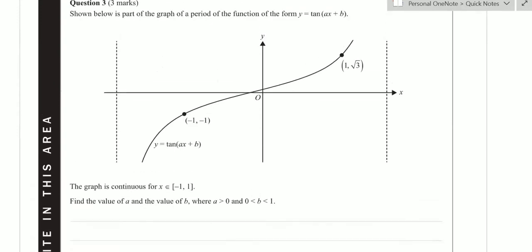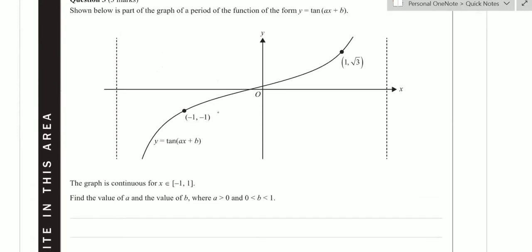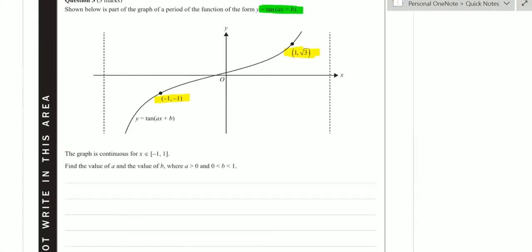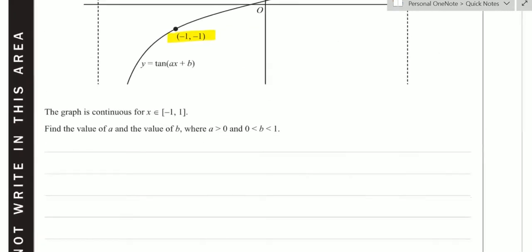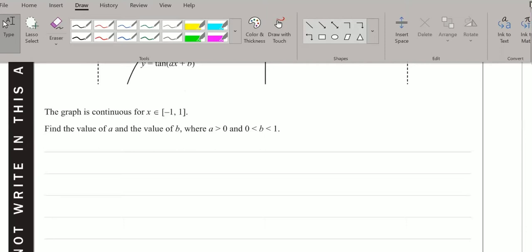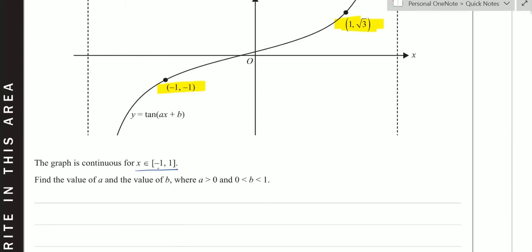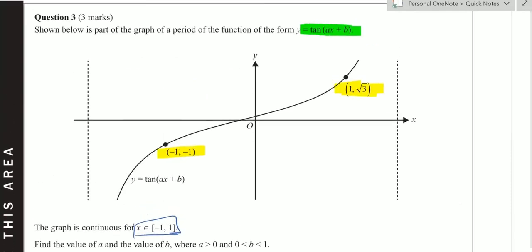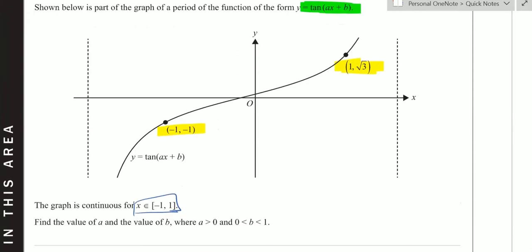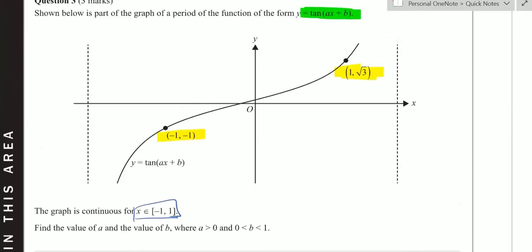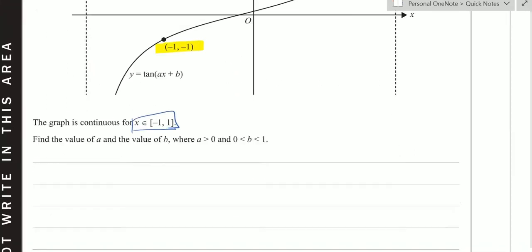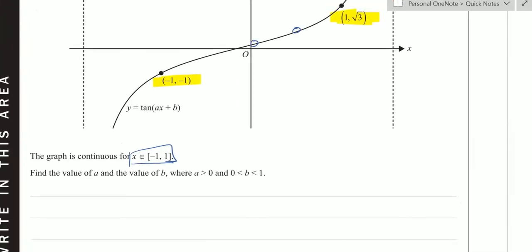So for this question, we have a tan graph and they give us 2 points. And you can see we don't know 2 things. We don't know A or B, and we have 2 points. So the first thing that you should think of is simultaneous equations, because you have exactly the right amount of information for the things that you don't know. They also give you this thing, x is continuous from -1 to 1. It's not really important, but just good to keep in the back of your mind that the whole thing is continuous, there's no gaps anywhere.